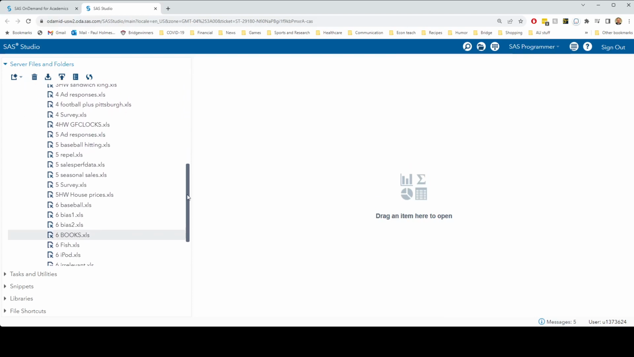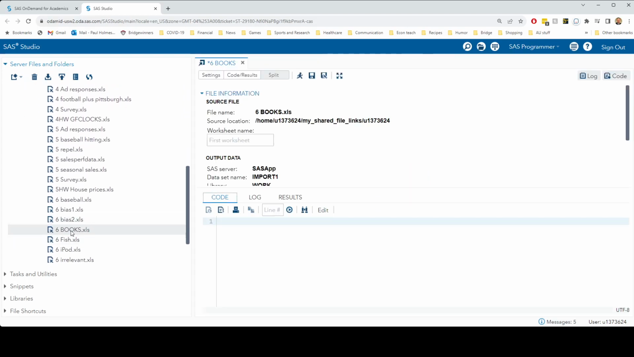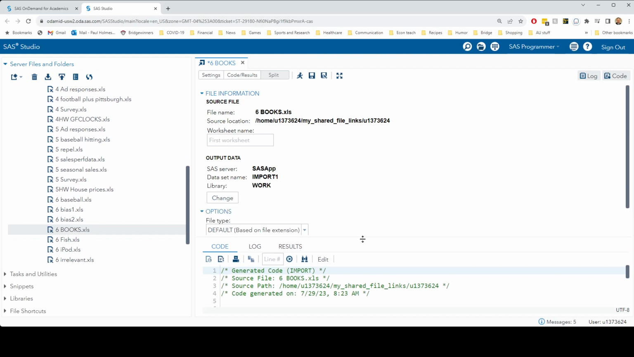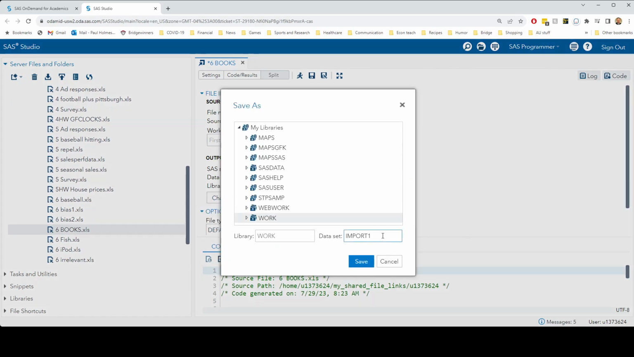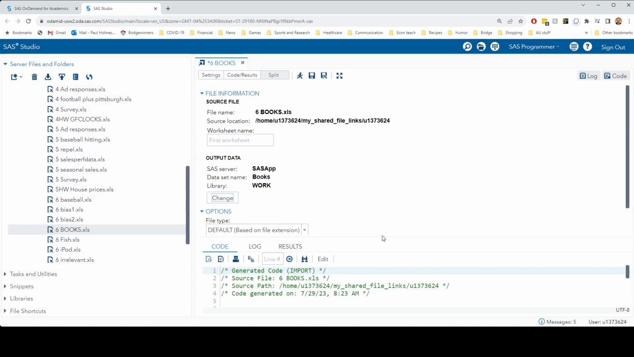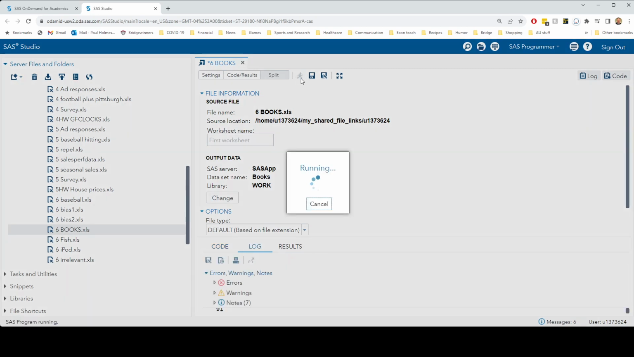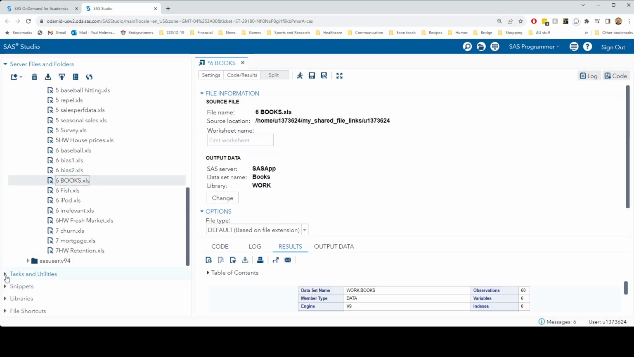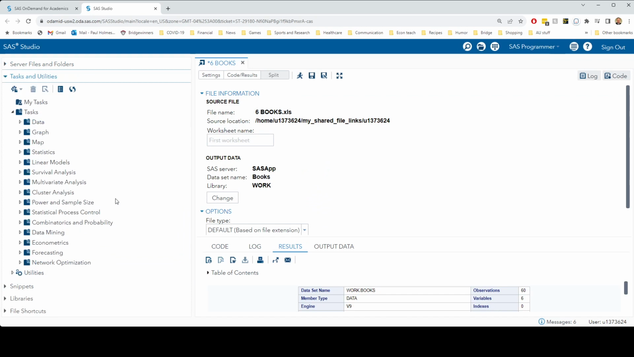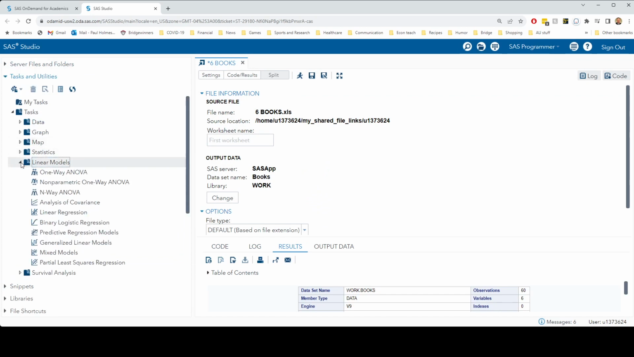Let's load up our library books data. Here it is. Call it something sensible. And remember to hit run. Then we'll go into tasks and utilities and run a regression.